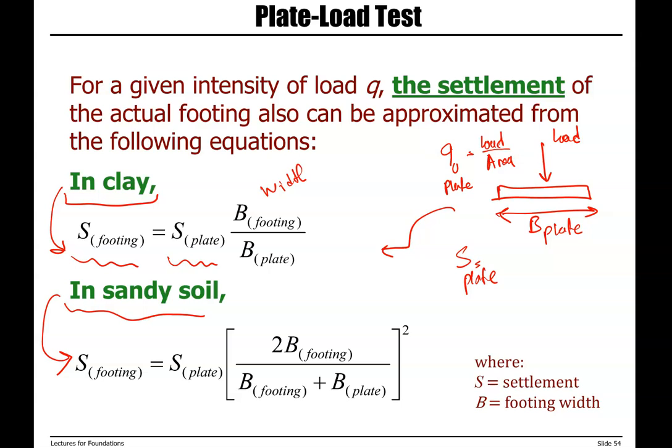Settlement of footing is equal to settlement of plate times 2 times width of footing divided by width of footing plus width of plate, all of these to the power of 2. And that's how you calculate ultimate bearing capacity or settlement in a footing using the results from plate load test.